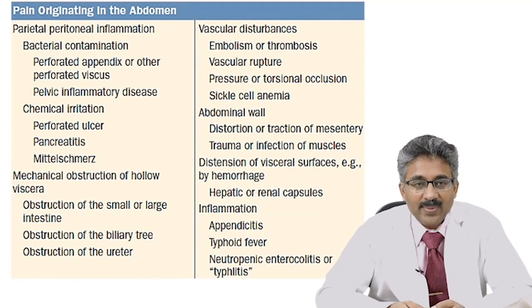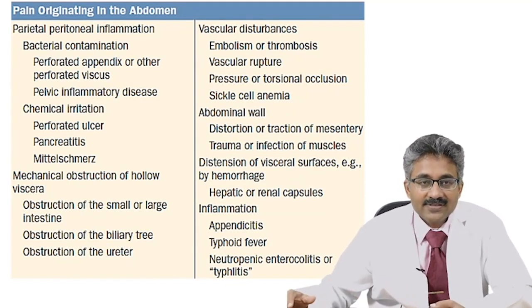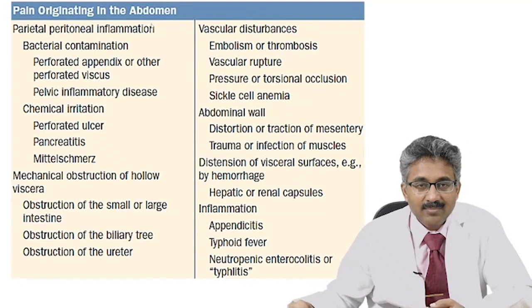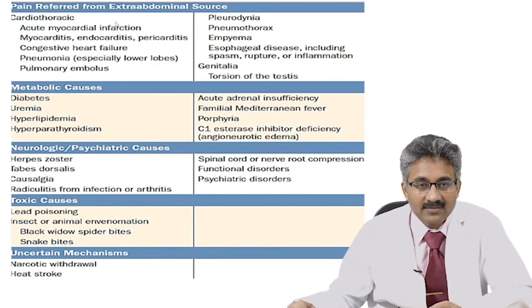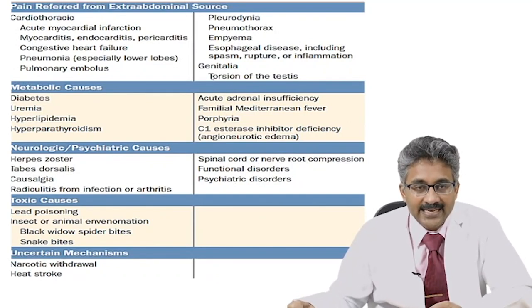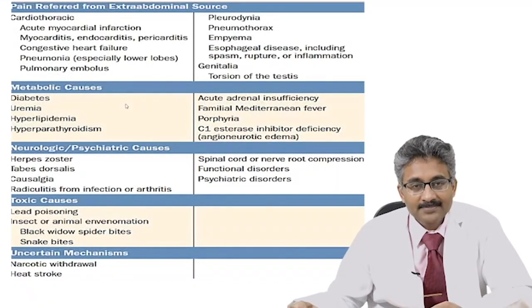So students, the first category is pain originating within the abdomen. The second category is pain referred from an extra-abdominal source. It may be from a cardiothoracic source or genitalia. Then the third heading, metabolic causes, as well as neurological causes, then toxic and uncertain mechanisms. The last 4 categories are usually known as the medical causes of abdominal pain.